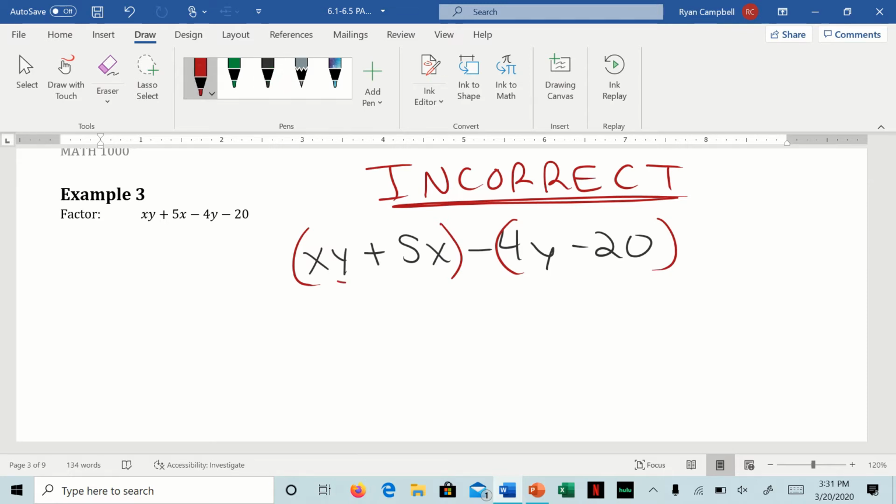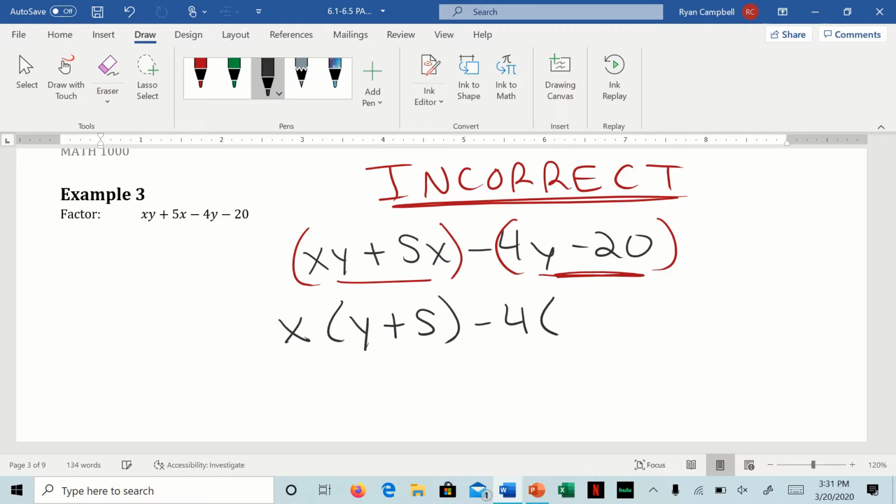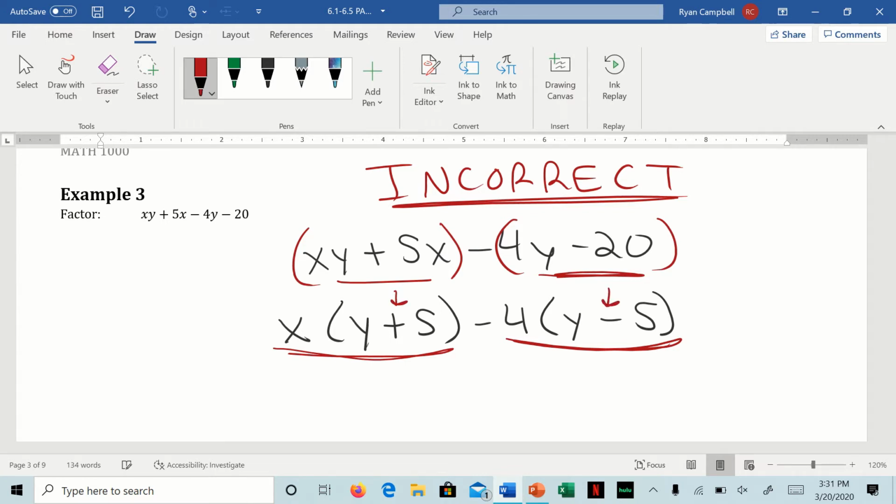What's in common with the first group? We see x, and what's left over? y plus 5. What's in common with the second group? We see it's positive 4. So if we take out a positive 4, what are we left with? y minus 5. Then the last thing: what's in common with both of these? There's nothing. This is y plus 5 and this is y minus 5. You can't do anything. So that is why that was incorrect.